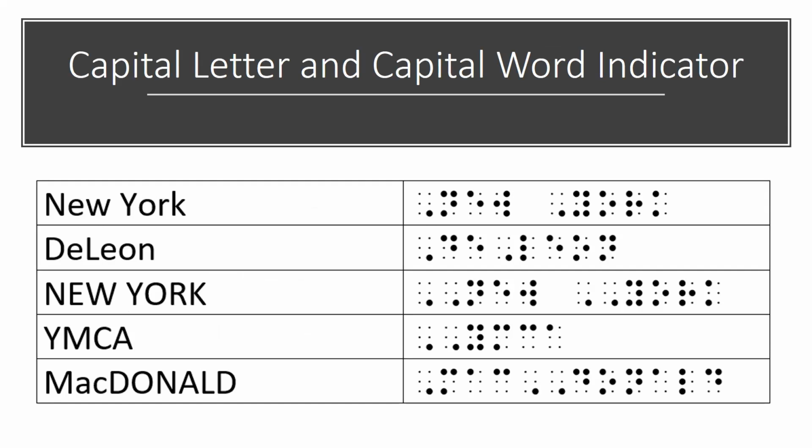New York is not a capital phrase, it's 2 words, so we use the double capital or the word indicator there. Same thing with YMCA, YWCA, those types of things, we would use the double capital indicator. McDonald, notice how we have 1 capital in front of Mac for the M, and then 2 as the part of the word Donald is entirely capitalized. So you can have those in the middle of a word also.